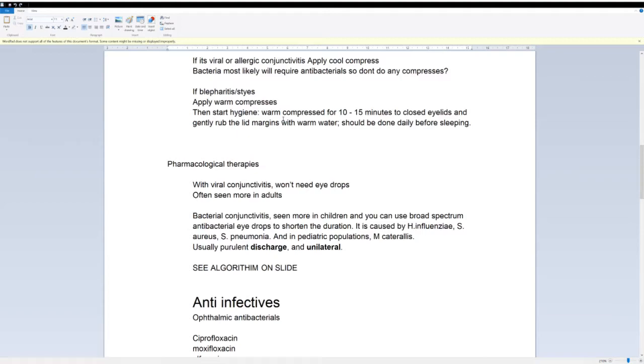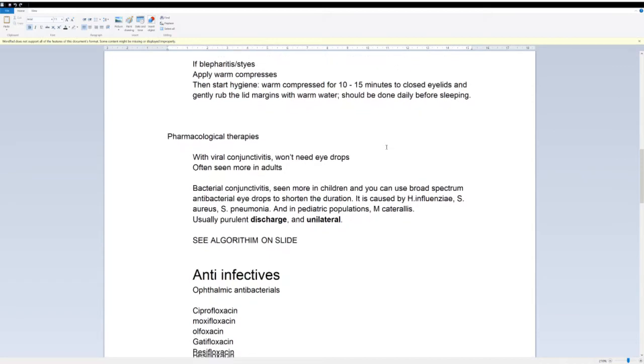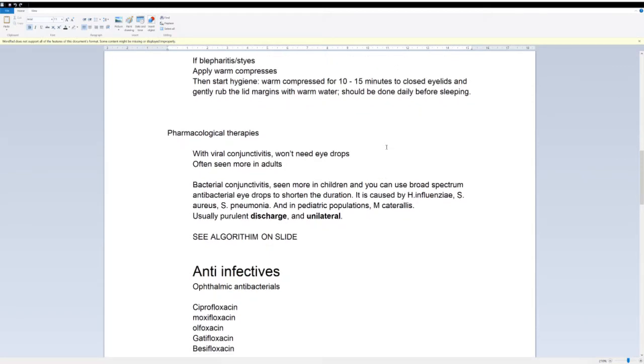If you have inflammation of your eyelids, aka blepharitis or styes, you can actually use warm compresses. You use a warm compress for 10 to 15 minutes to your eyelids, and gently rub it along the lid margins with warm water, and that can be done on a daily basis before sleeping.